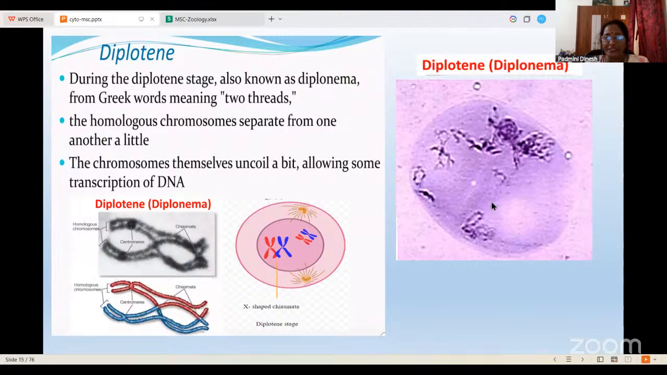But in the diplotene stage, you will find that they're getting separated, something like that. This is one homologous chromosome, and this is the other homologous chromosome over here. The crossing over has occurred, the exchange of information has occurred, and they are moving away. As they are moving away, they look like two threads, so the name diplotene stage.